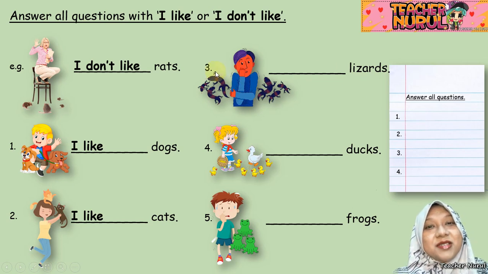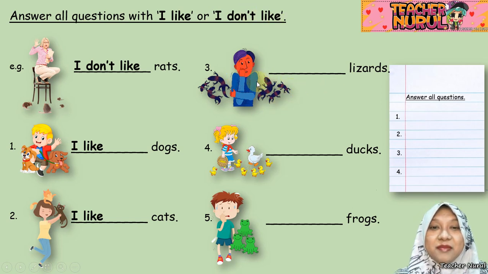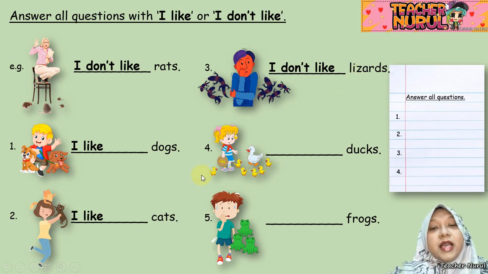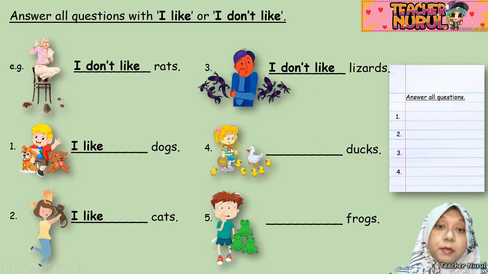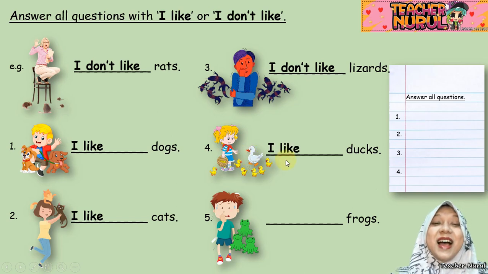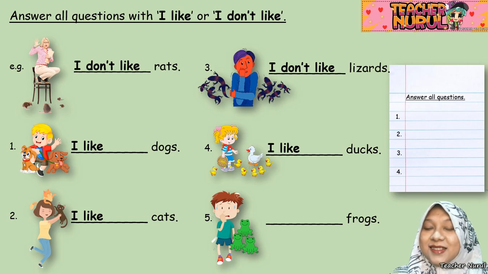Look at number 3. What about number 3? Do you think that person likes it or not? Yes, very good. The answer is I don't like it because he's so scared of the lizards. I don't like lizards. Now look at number 4. Number 4 is very good. I like ducks.